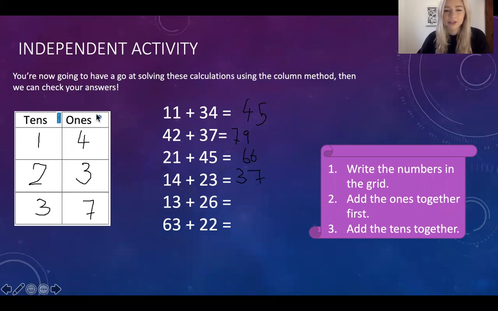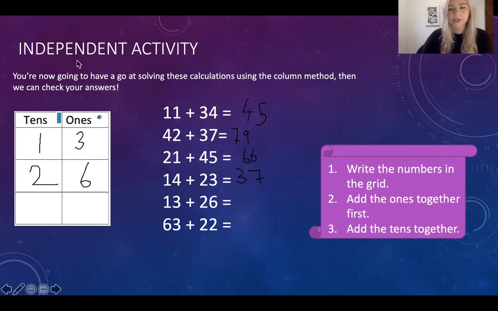Now the next question, we've got 13 plus 26. So let's partition 13, 1 10, 3 ones, and then 26, 2 10s and 6 ones. Let's add our ones together first. 3 plus 6 we know equals 9, and then 1 plus 2 we know equals 3, 39.